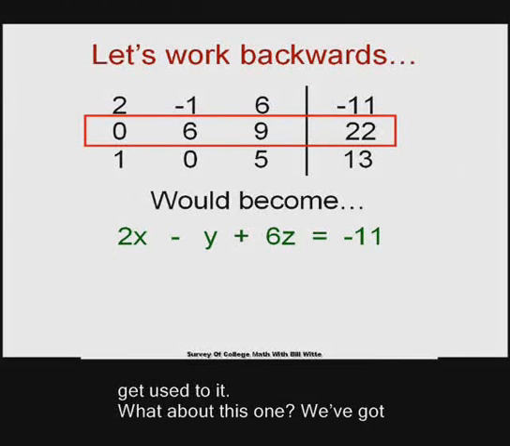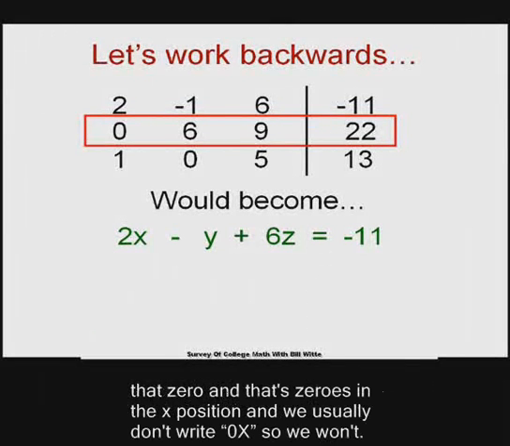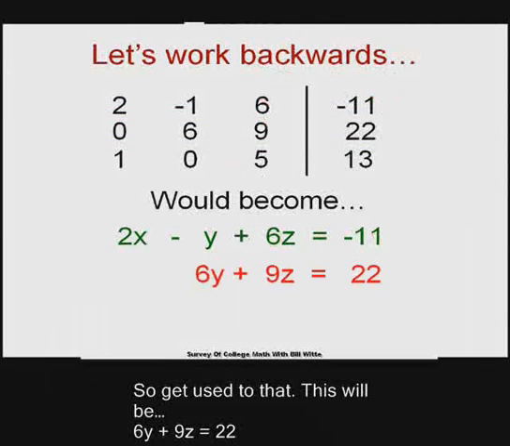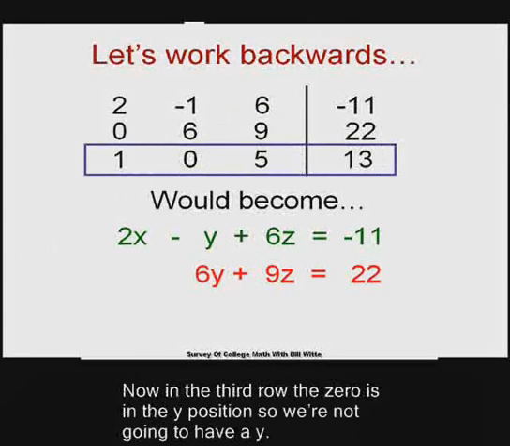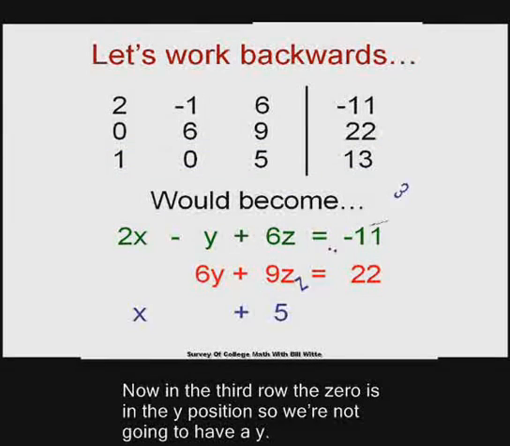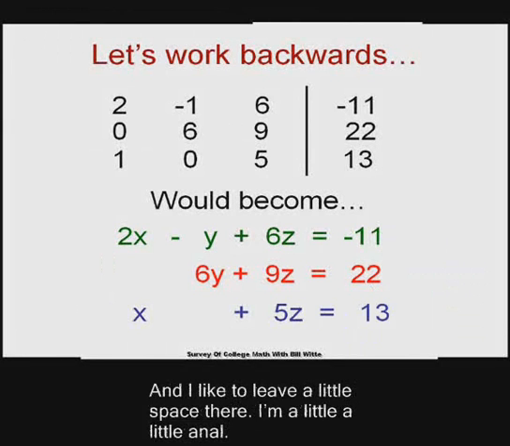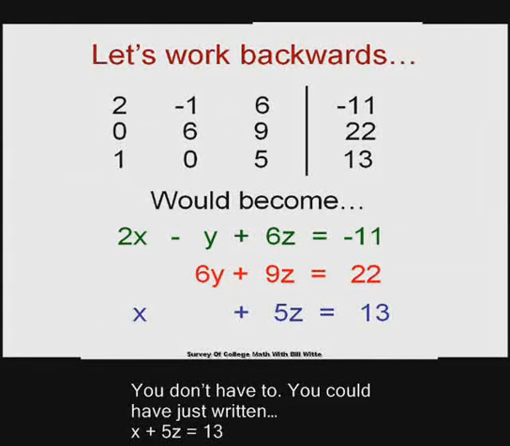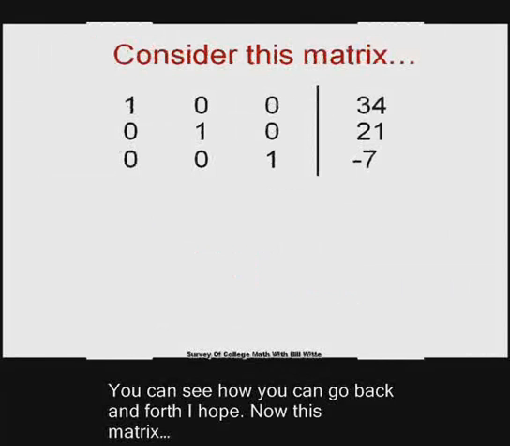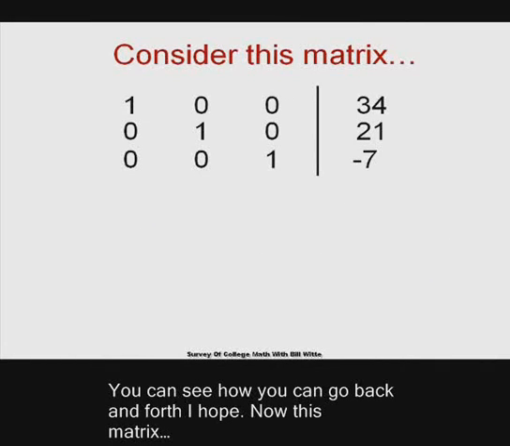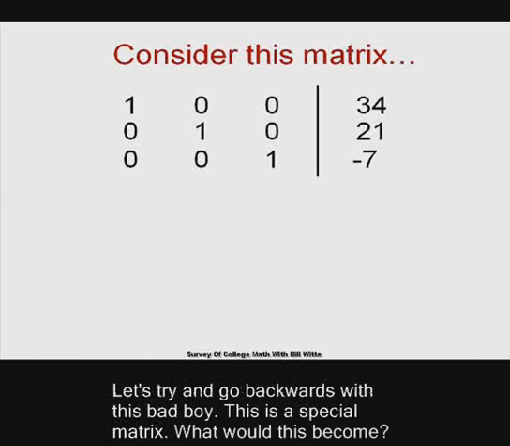Now what about this one? We've got that 0 in the x position, and we usually don't write 0x, and we won't, so get used to that. It's just going to be 6y plus 9z equals 22. Now in the third one, the 0 is in the y position, so we're not going to have a y. I like to leave a little space there, but you don't have to. You could have just written x plus 5z equals 13. You can see how you can go back and forth, I hope. Well, isn't that special? Now this matrix, let's try and go backwards with this bad boy. This is a special matrix.